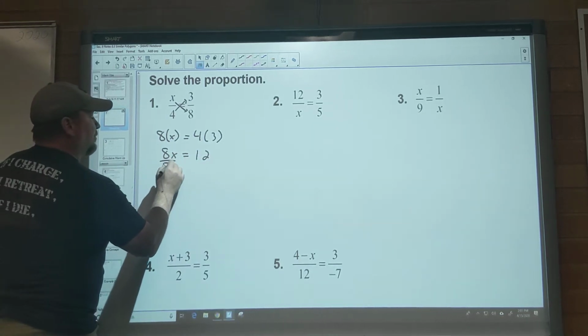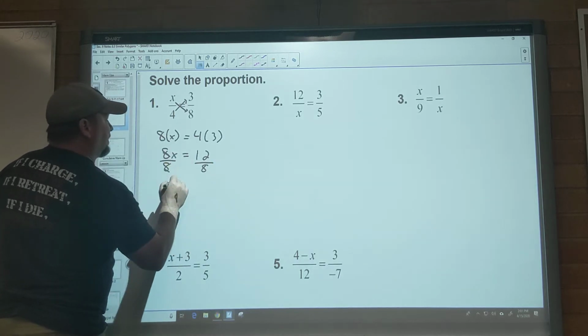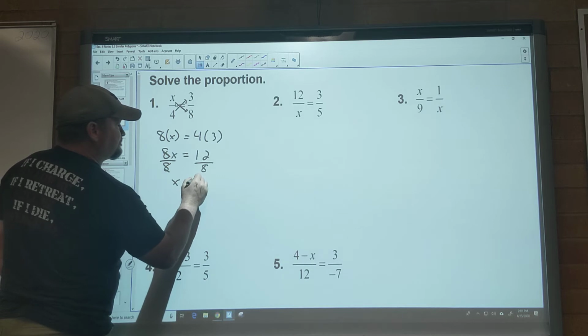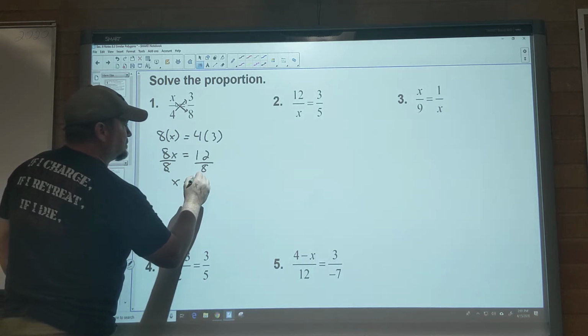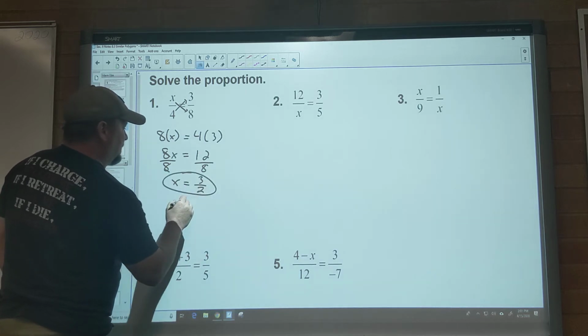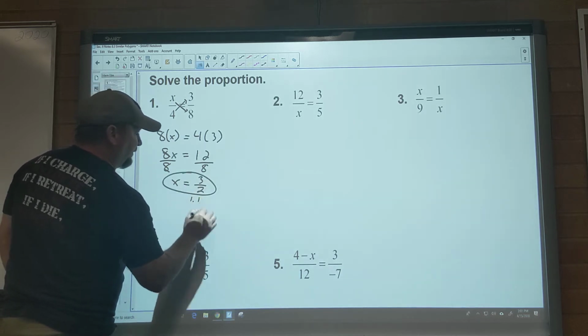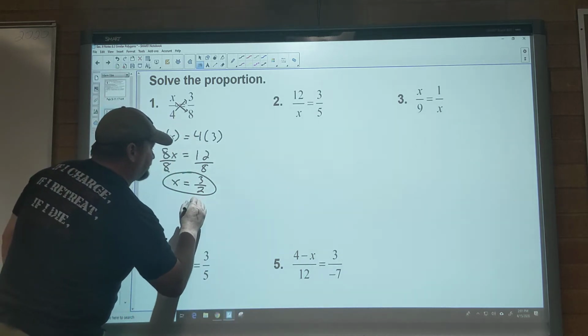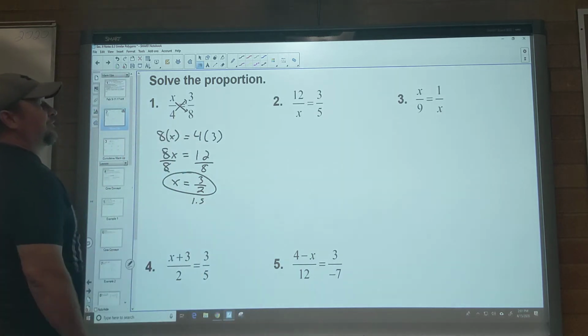We'll solve by dividing by 8. And that'll reduce to 4 over 3, I believe. 3 over 2. Sorry, 3 over 2. Or you could put 1.5. Either way, it would work for me. And again, that would be how we solve that one.